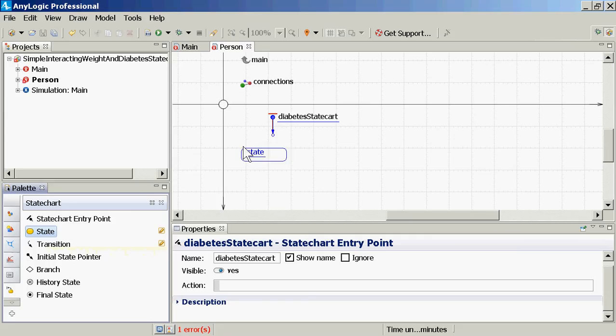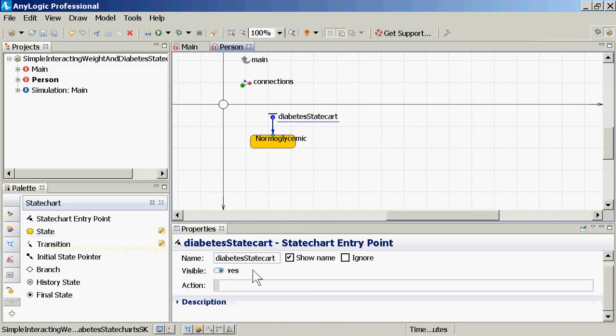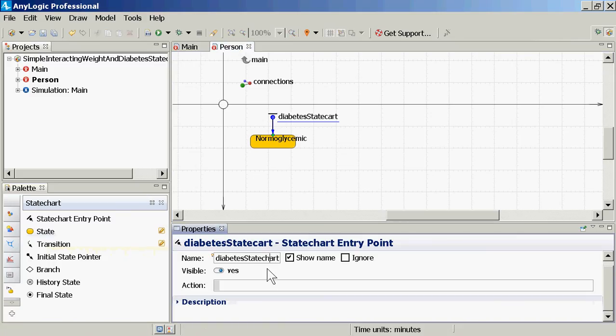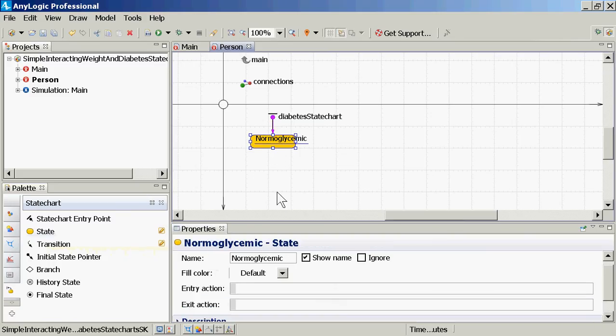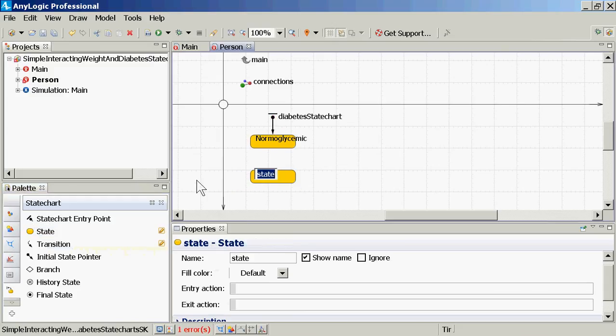And we're going to drag in a state, and it's going to be called normoglycemic. Statechart. Okay, and then we'll set this to be normoglycemic. Now we're going to drag in another one. We're going to say diabetic.